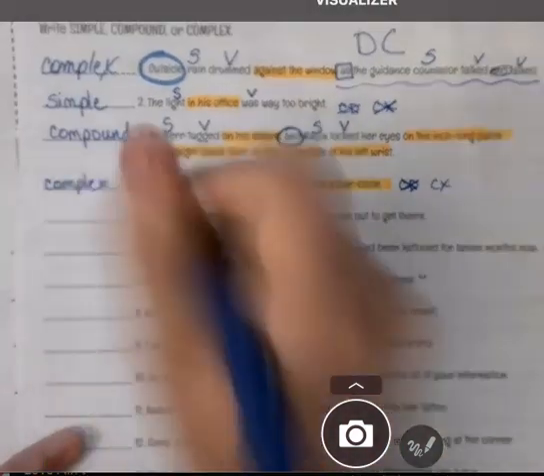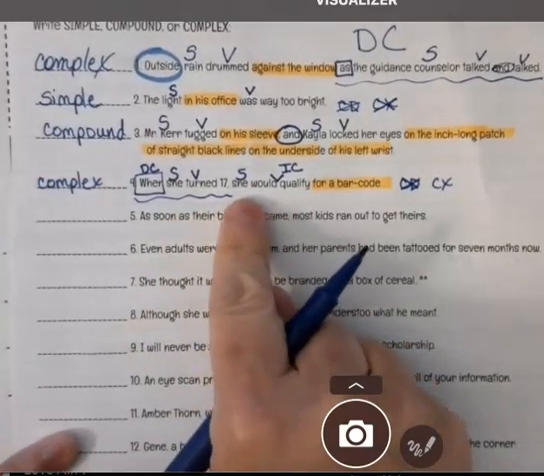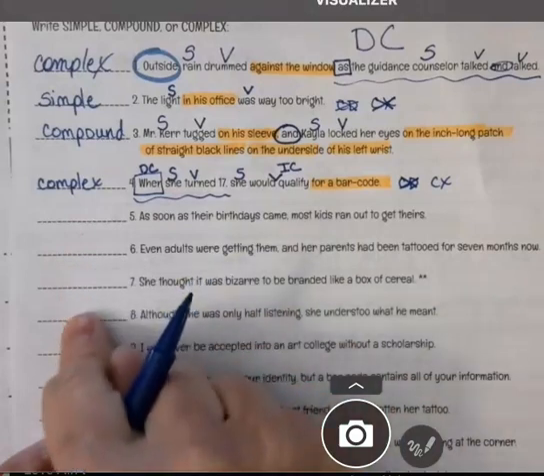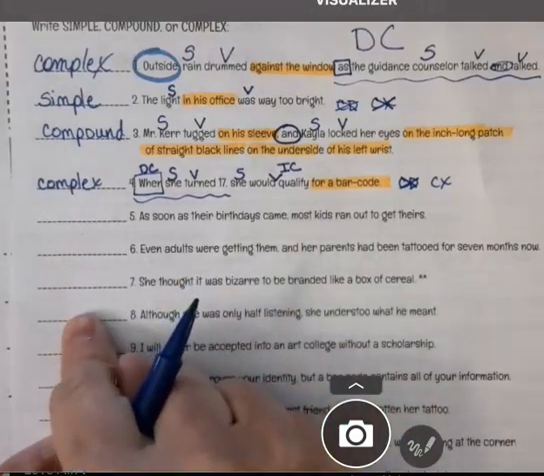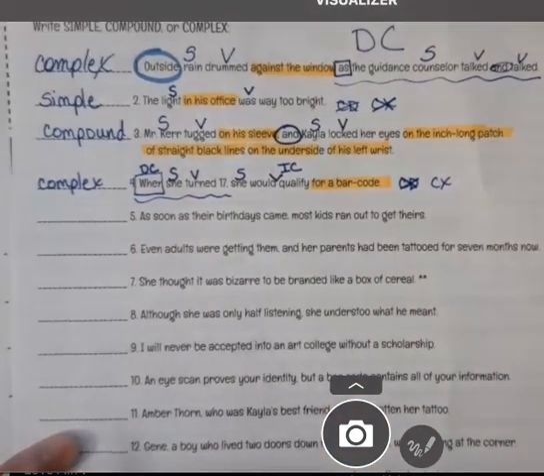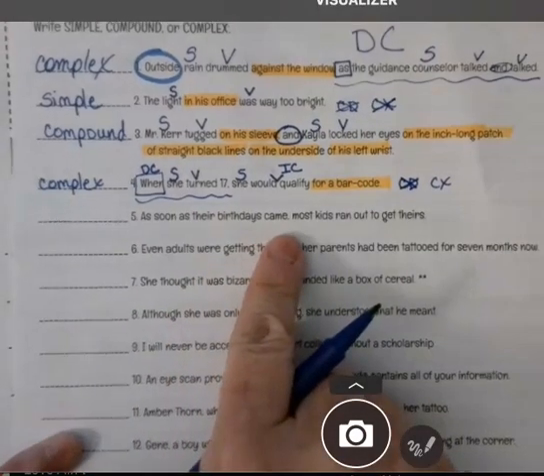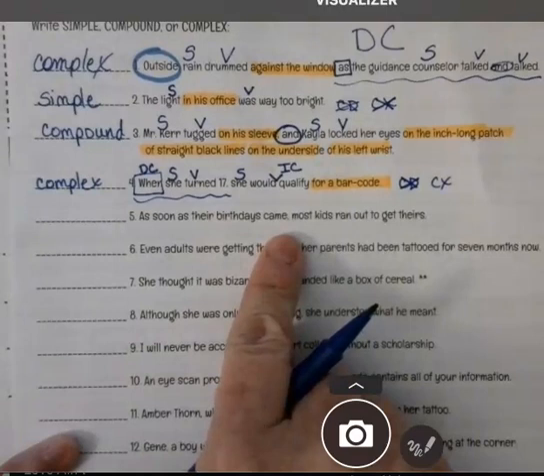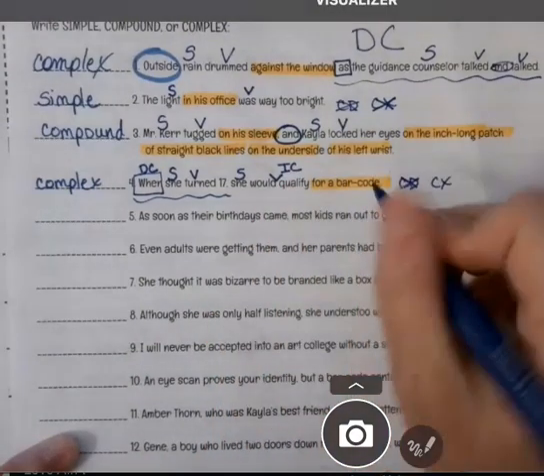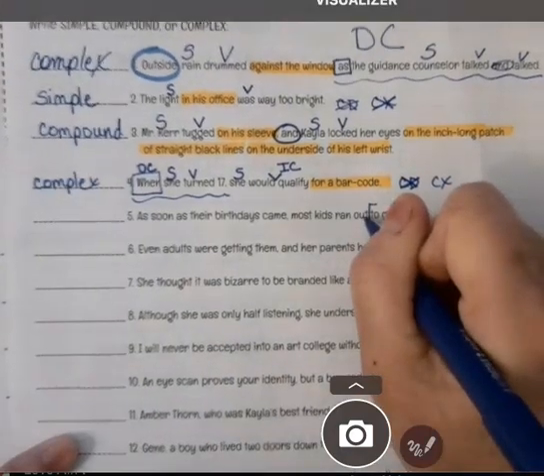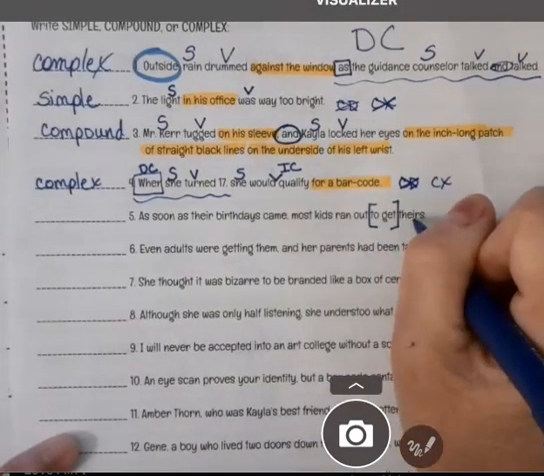And again, this kind of work is what you need to be able to show me. It's not a guessing game. I don't want you just to write simple, compound, complex. On your test, I want to know how you know what the sentence type is. As soon as their birthdays came, most kids ran out to get theirs. And I see an infinitive to get, which means out isn't a preposition here. It's an adverb.